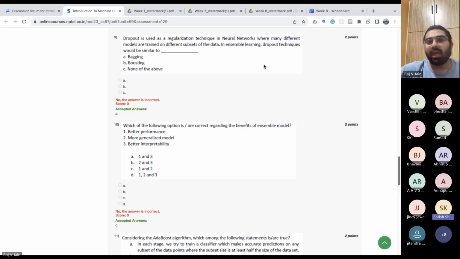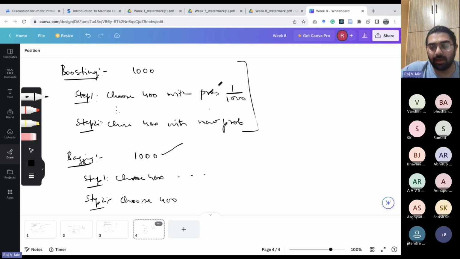Sir, can you open the sheet, sir? See, Bhavani, when you want to choose the next set of 400 from these 1000, how will you get the probabilities of these 1000 elements? What should the probability of choosing each one be? You will get that only because you run the model on all 1000. You will get to know, for this particular sample, whether I was correct or not. Then using this, you will say, take more of these misclassified examples.